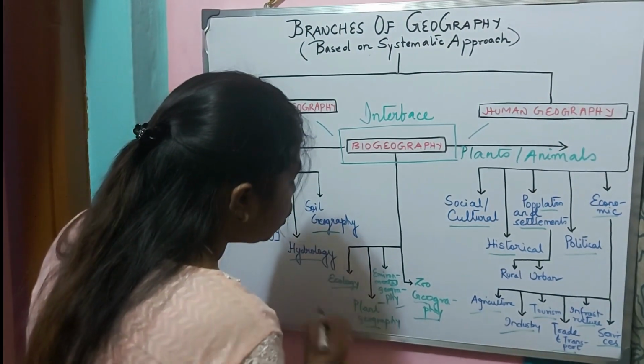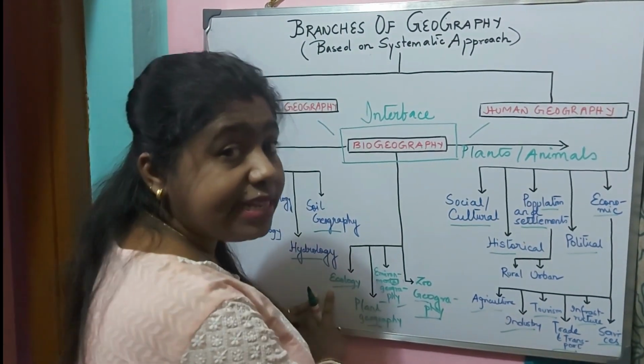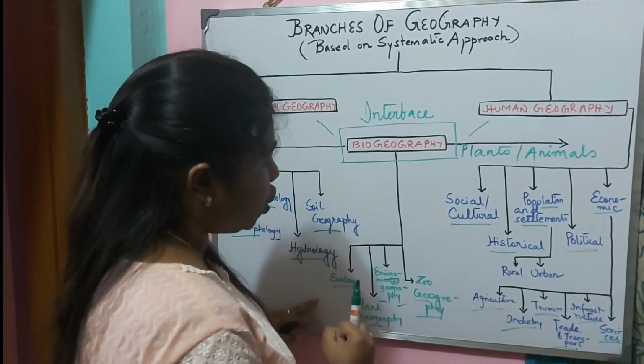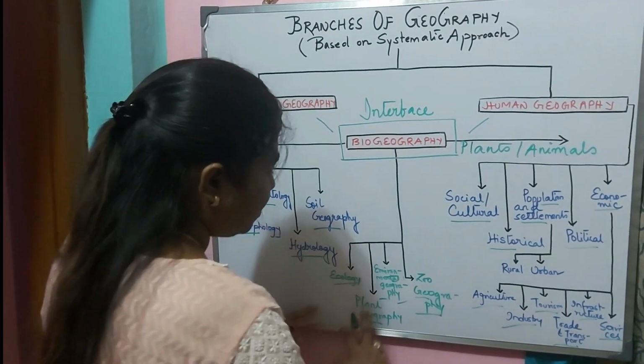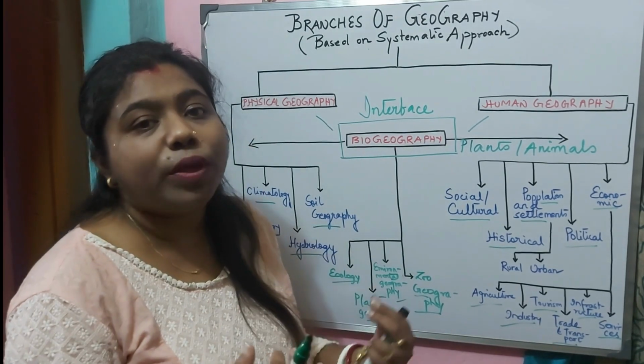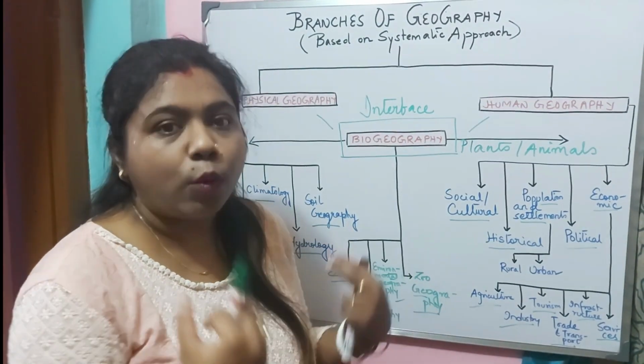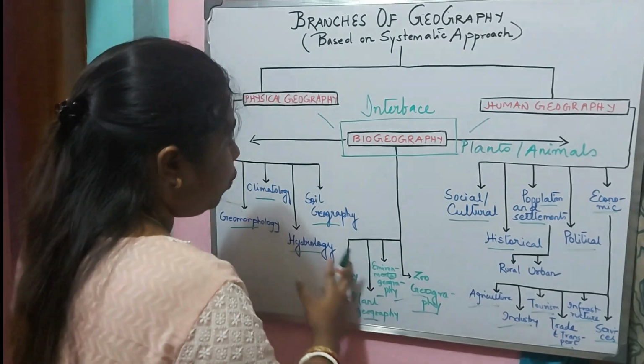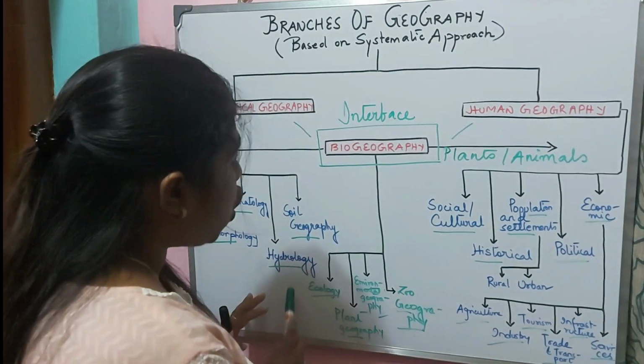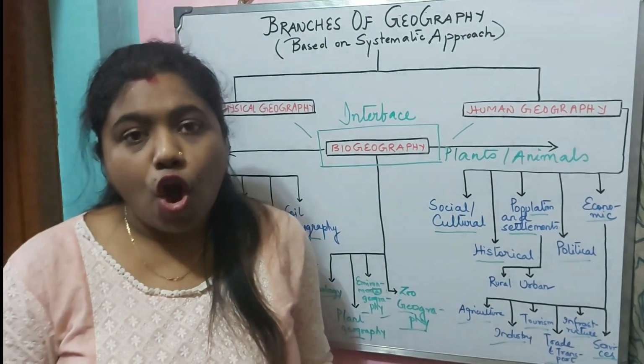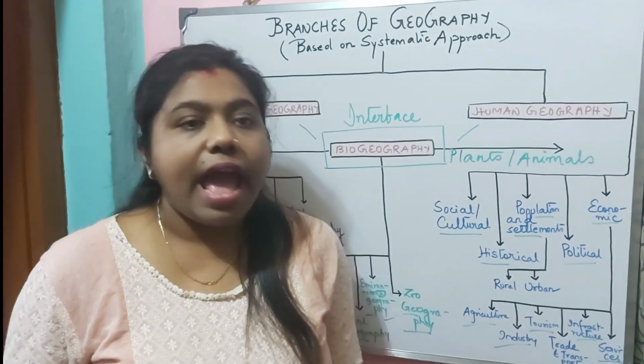Now, what is ecology then? Ecology is the interaction or interrelationship of the living organisms, these are my living organisms, along with the abiotic surroundings where they are living. Or we can say that ecology is a scientific study of the species in their habitats.